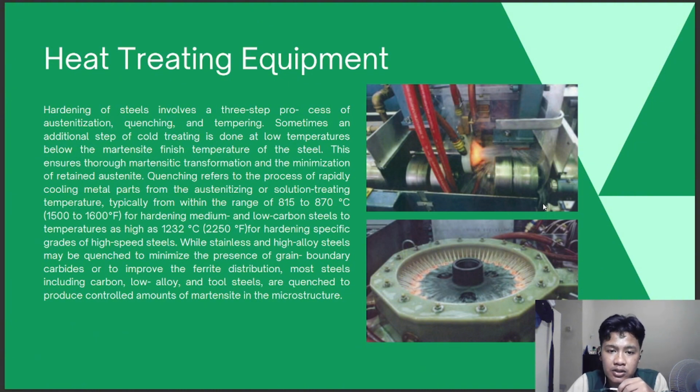Quenching refers to the process of rapidly cooling metal parts from the austenitizing or solution treating temperature, typically from within the range 815 to 870 degrees Celsius for hardening medium and low carbon steel to temperatures as high as 1232 degrees Celsius for hardening specific grades of high-speed steels. While stainless and high-alloy steel may be quenched to minimize the presence of grain boundary carbides or to improve the ferrite distribution, most steel, including carbon, low alloy, and tool steel, are quenched to produce a controlled amount of martensite in the microstructure.